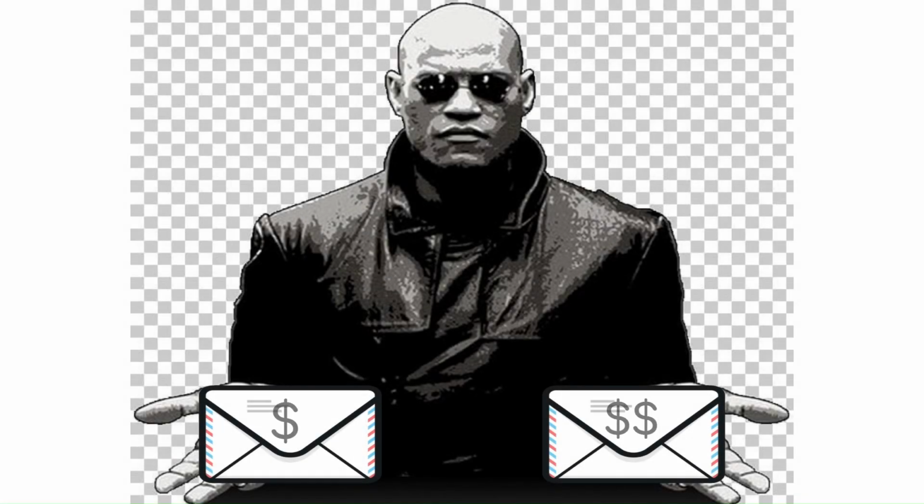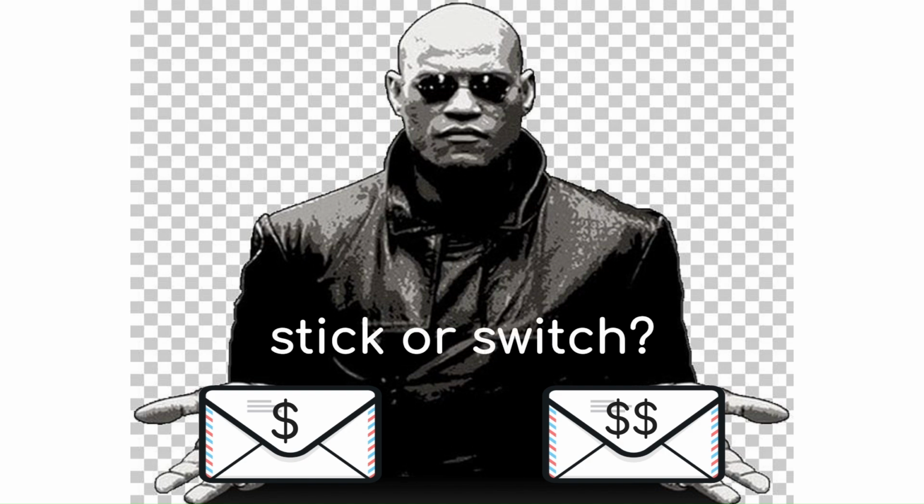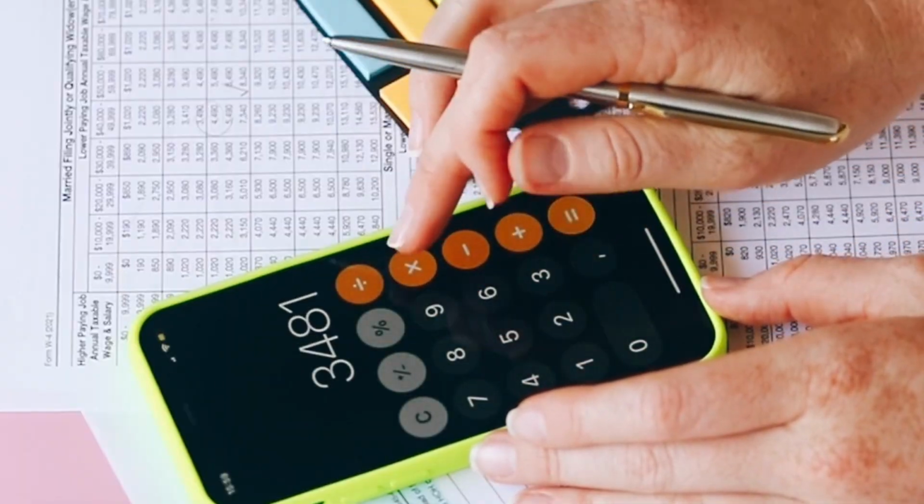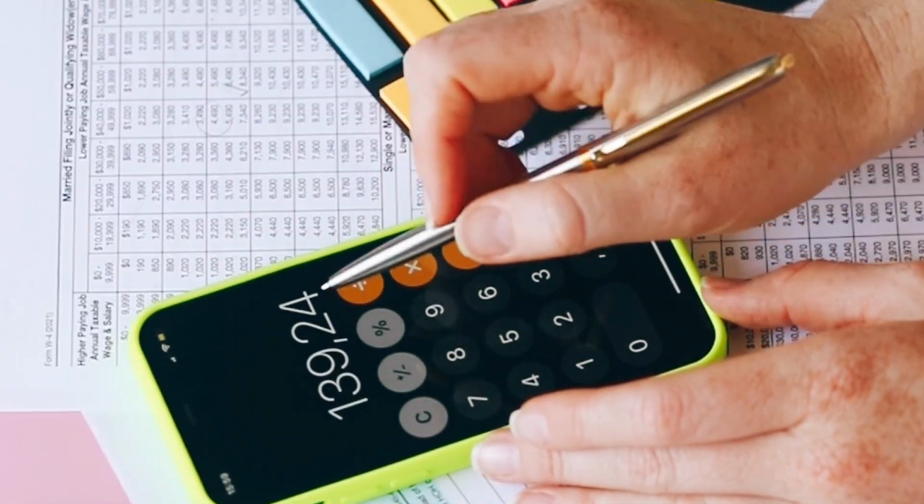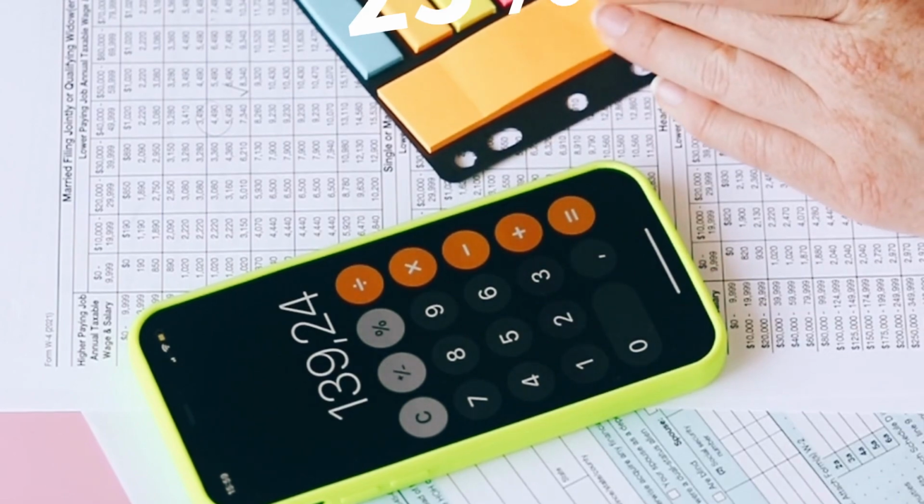Imagine you're given two envelopes. One has double the money of the other. You pick one, but before you open it, you get a choice: stick or switch. What should you do? A simple calculation suggests that switching increases your expected return by 25%.